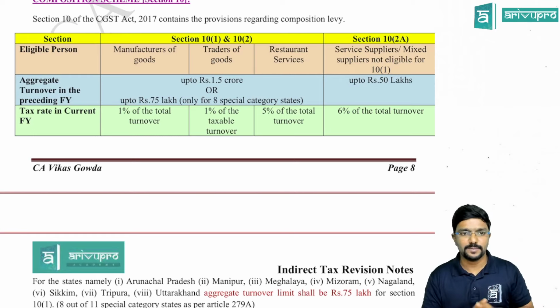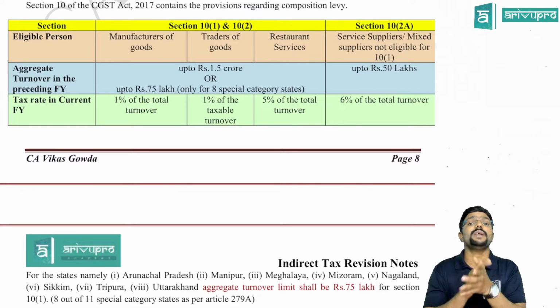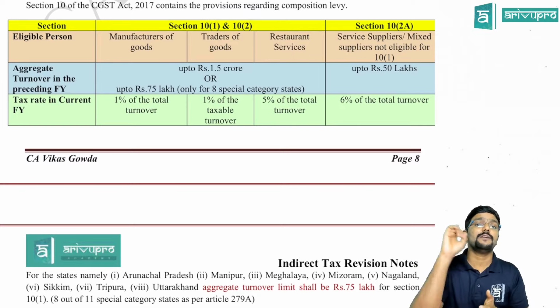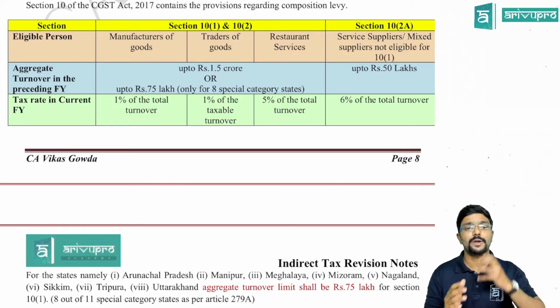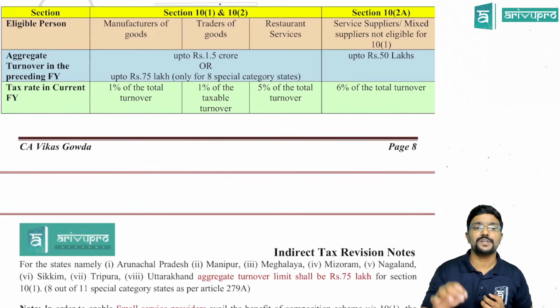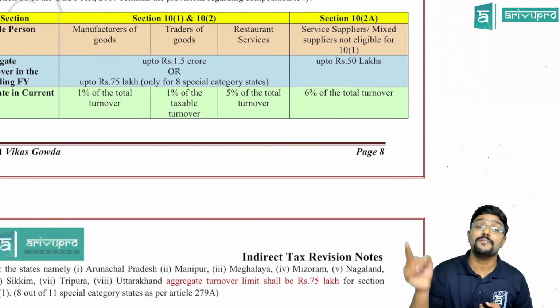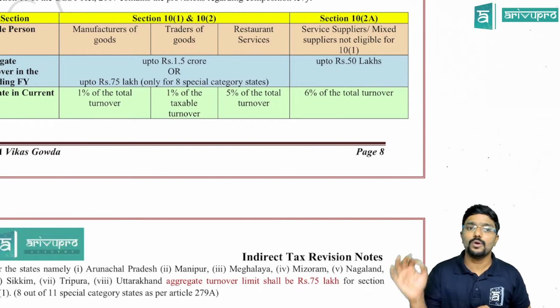And what are the composition rates applicable in the current year? They would be paying tax quarterly, not monthly, but they have to file the annual return. What is the tax rate? For the manufacturer, it is 1% of total turnover in the state, for a trader it is 1% of taxable turnover, and for restaurant services it is 5% of the total turnover.